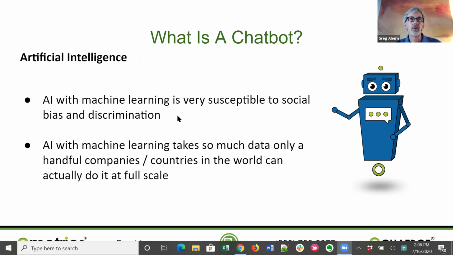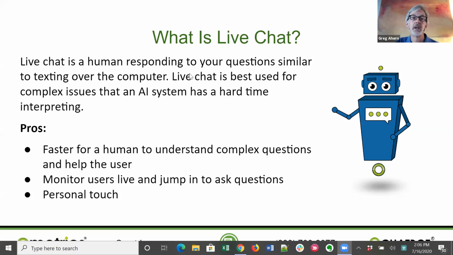When you're working with machine learning, which is how AI learns, it's very susceptible to social bias and discrimination. And there have been a lot of cases of this where things went wrong. AI machine learning takes a lot of data. There are only a couple of companies in the country that can really do machine learning well, and probably only a couple of countries as well. So it's not something that most people can just take and have it run without any human intervention. And even those companies still have human intervention.